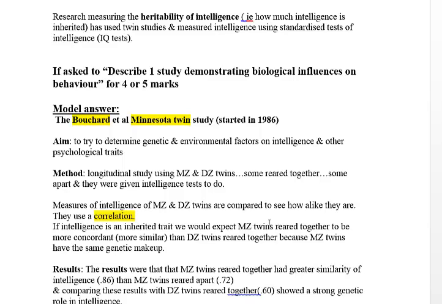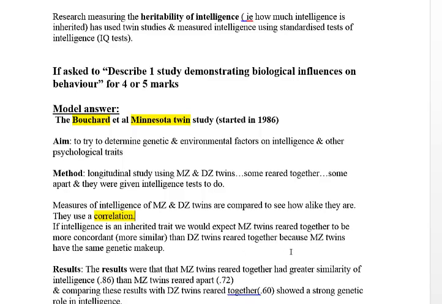Why is it important that they're reared together? Because we want to minimize the extraneous variables, the other variables that could affect them, so the environment. So what you're comparing is MZ twins reared together to see how similar they are. We would expect them to be 100% concordant, and much higher than DZ twins reared together, because they've got 50% different genes. And we would expect the MZ twins reared together to be more concordant than those reared apart. Or, in fact, we're investigating that.